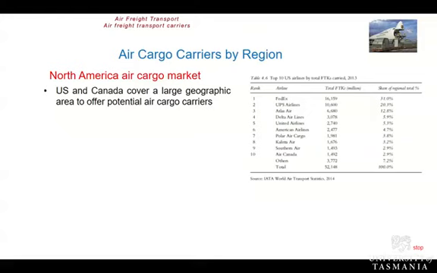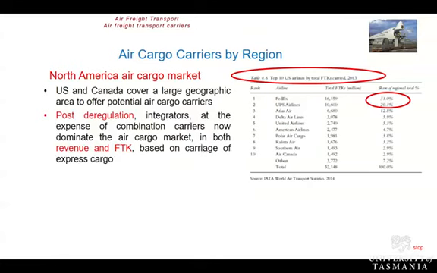Just a few characteristics about the North American market. Obviously, when we're talking about North America, we're talking about two large countries in the main, the USA and Canada, which has got plenty of potential for air carriers. And if we look at the top 10, 50% of the air cargo carried around in the United States is express cargo, and that's carried by the two integrators, FedEx and UPS.